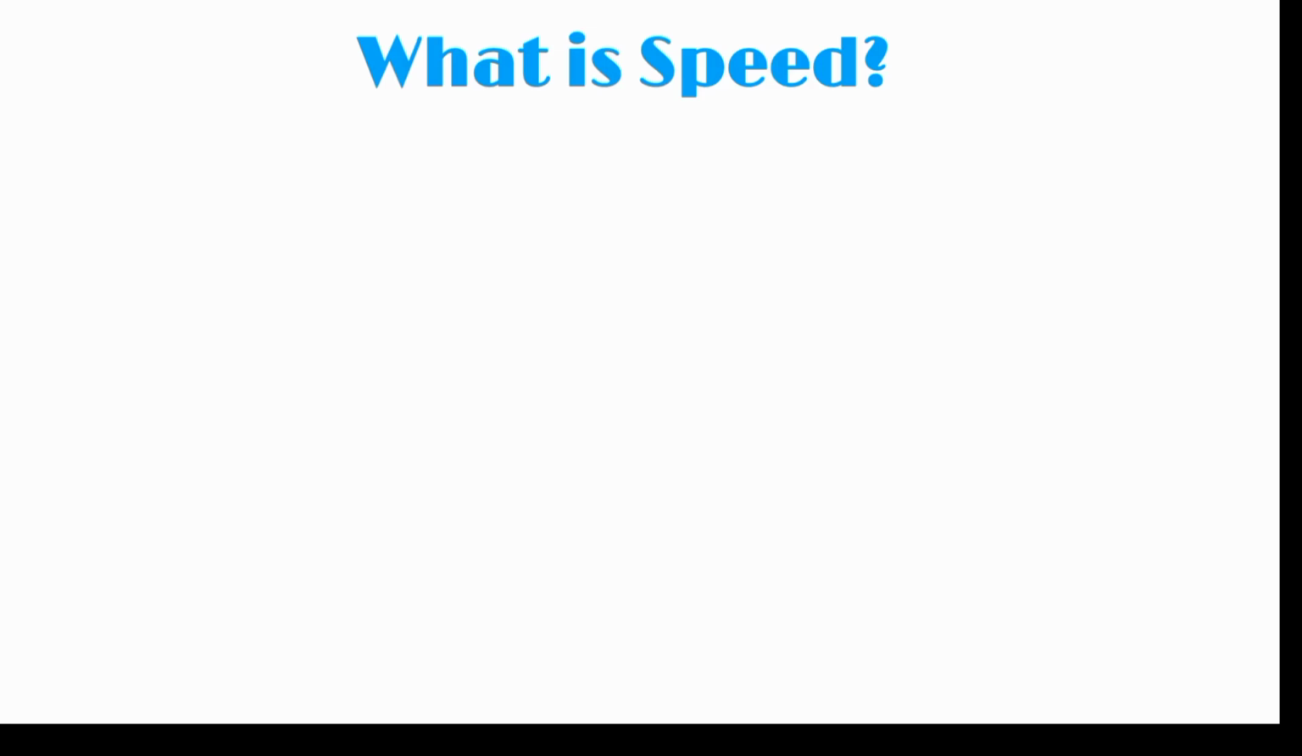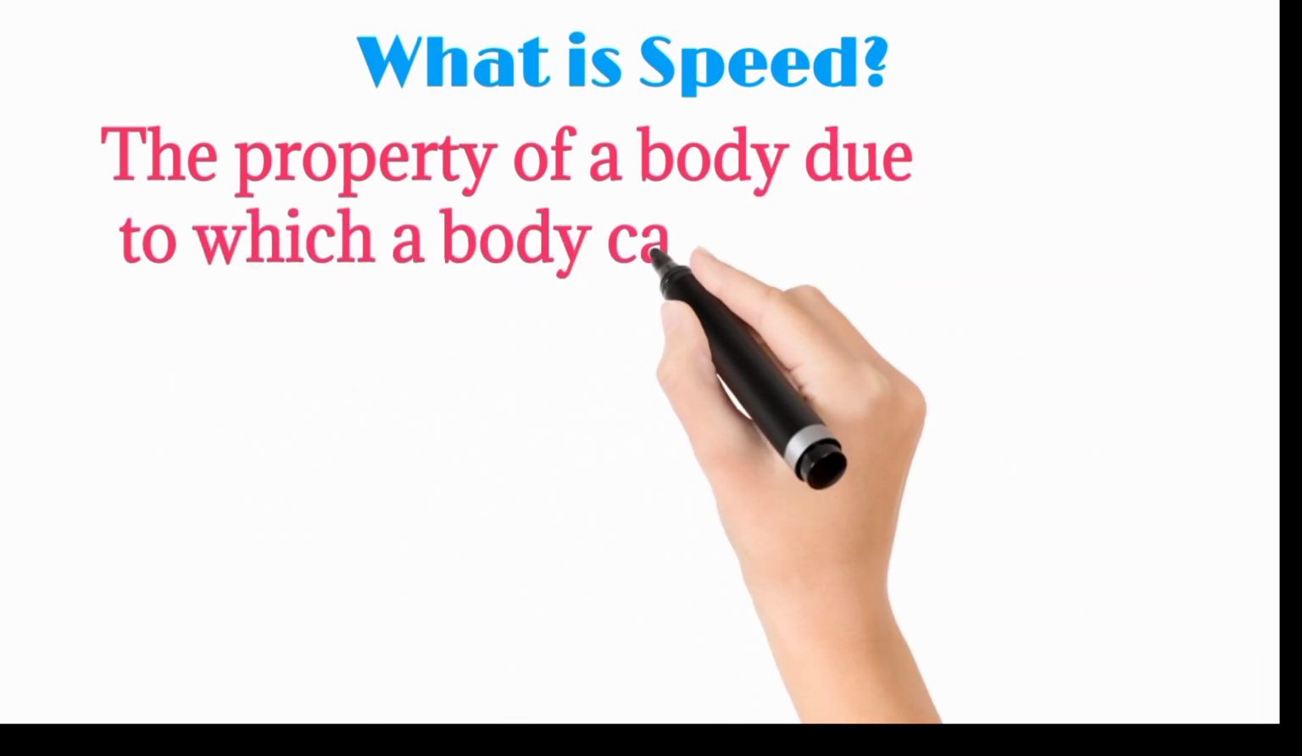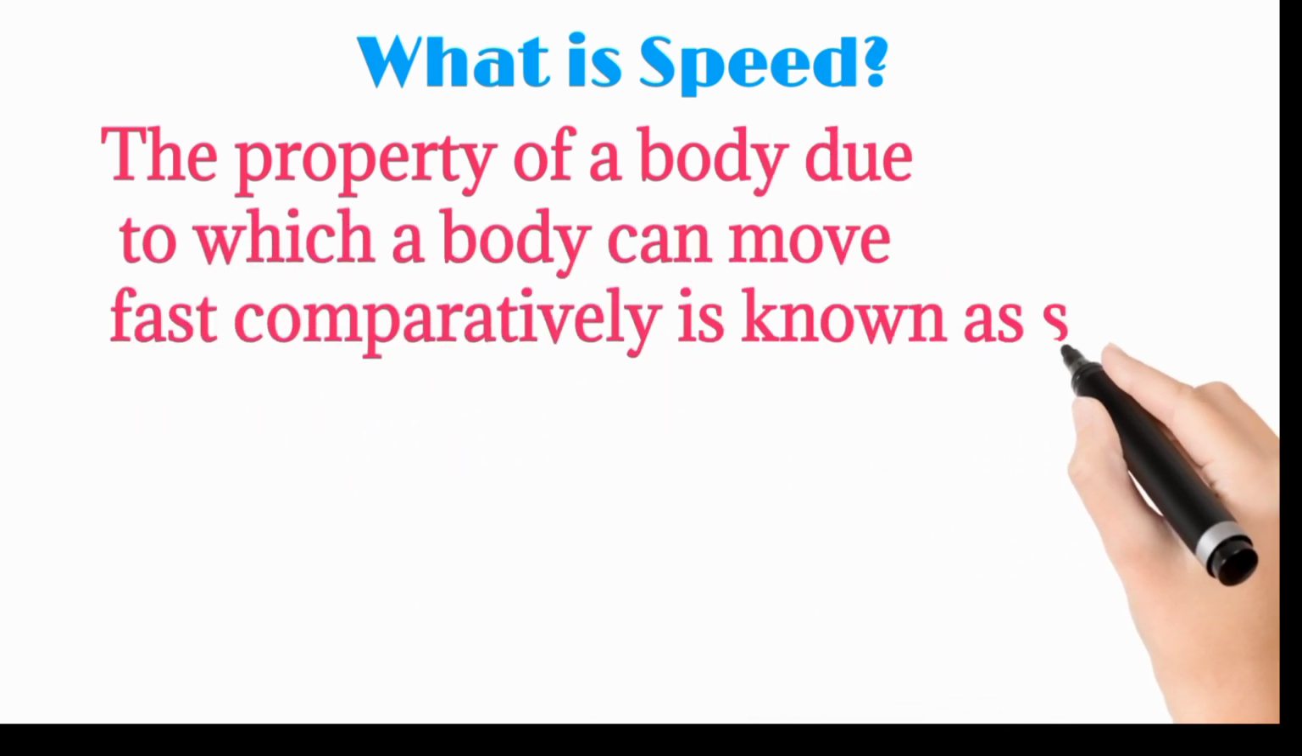Now let me ask you, why has this car covered the same distance before this car? Well, the answer is because this car has a property due to which it covered the same distance before the other car, and that property is known as speed. So from this example, we can define speed easily: the property of a body due to which a body can move fast comparatively is known as speed.